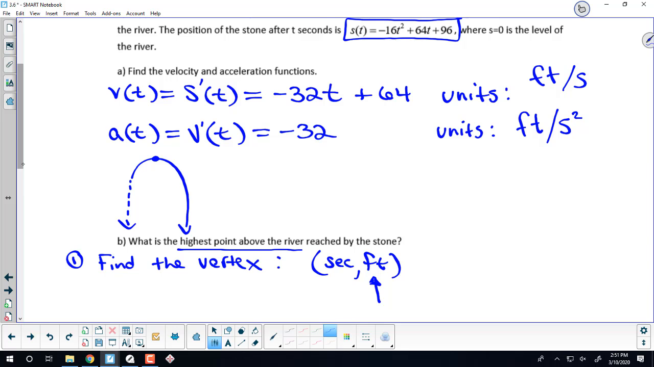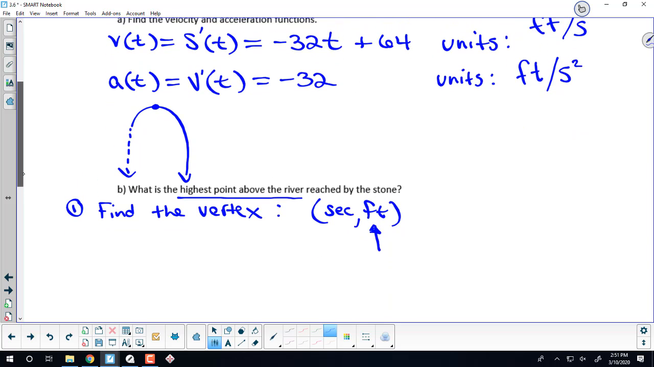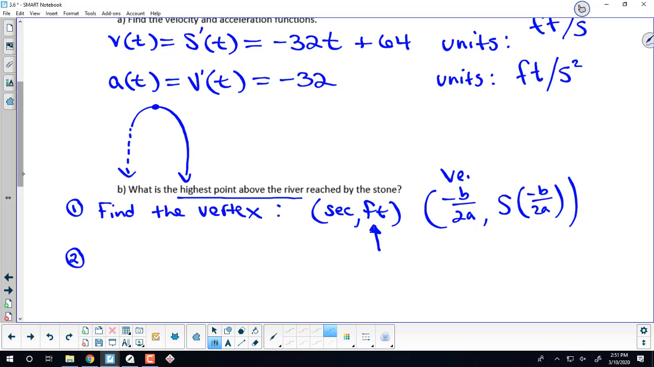Okay, what's the other option? I was about to say, could you use negative b over 2a? Yeah, so finding the vertex, that's what our formula is. It's negative b over 2a for a quadratic, and then we would evaluate the position function at that number. That's the vertex, well, I guess we have t's.